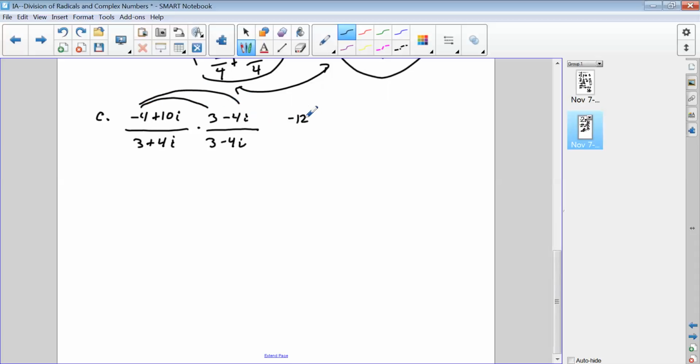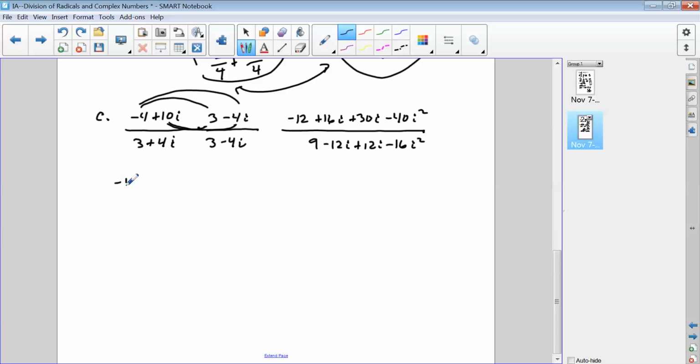So I get negative 12 and a positive 16i, and then 10i to both of those, so that'd be 30i and negative 40i squared. And then below we would have 3 times 3, so we would have 9, and that would be negative 12i, and that would be positive 12i. So we see the middle terms eliminate again, and that would be negative 16i squared. So we know this is negative 40, and this is i squared, which is negative 1.